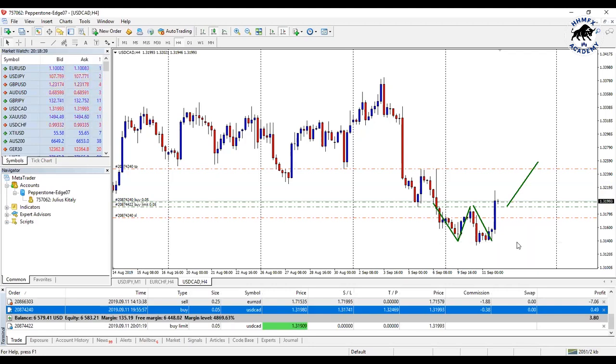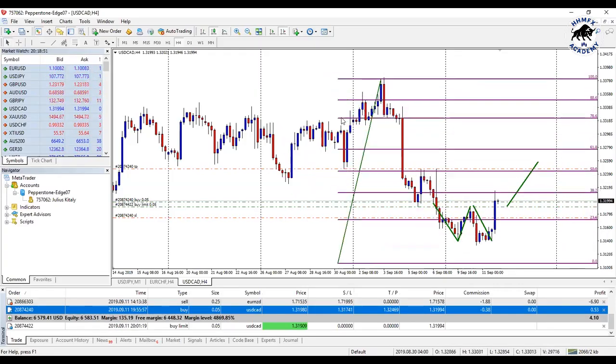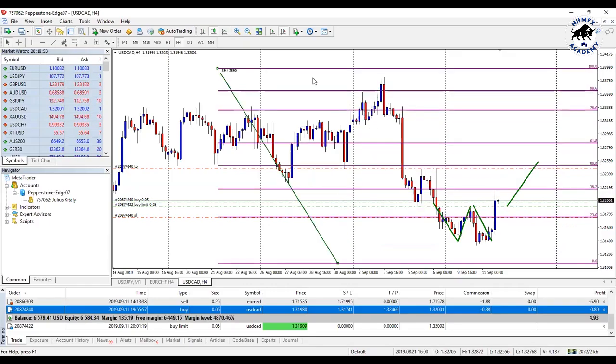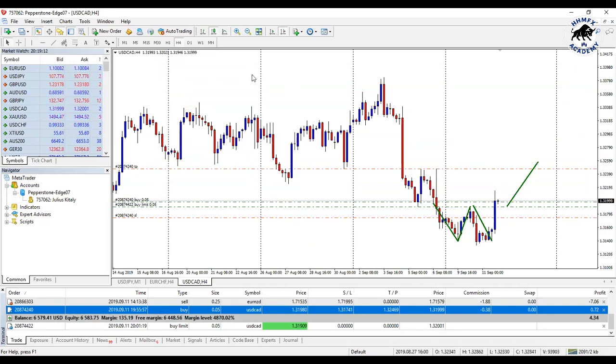Remember, we are drawing Fibonacci retracement. Let me just draw first roughly so that I can show you these levels. You can see, guys, we have 100, 88.6, 78.6, 61.8, 50, 38.2, 23.6. But for you guys, let me just go slowly.